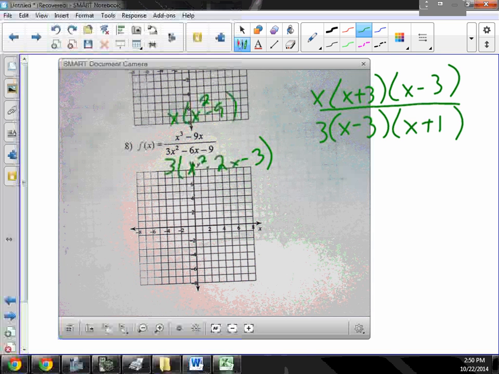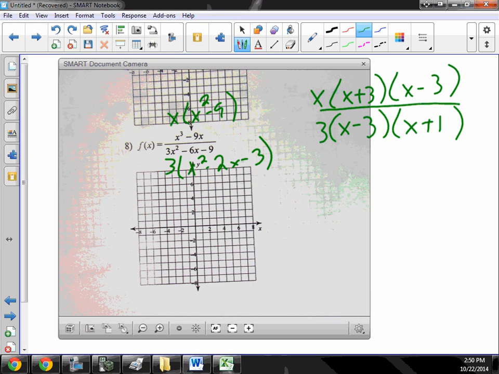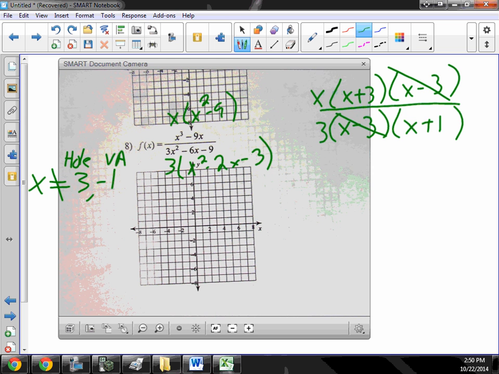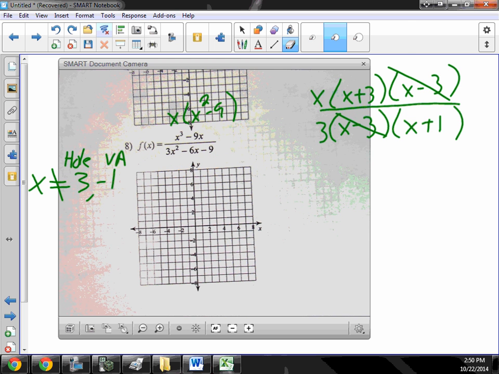Okay, so discontinuities. What is x not allowed to be? 3 and negative 1. What is negative 3? Well, negative 3 cancels, so there's a hole at negative 3. Negative 1 does not cancel, so it's a VA. So on my graph, at negative 1, I am going to draw my vertical asymptote. And then I'll just need to remember that when I draw the graph, there's a hole at 3.